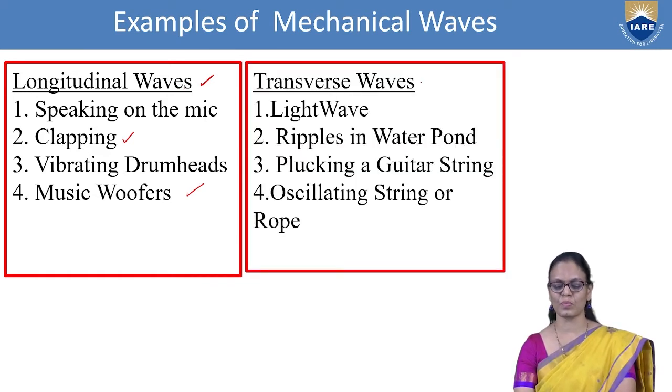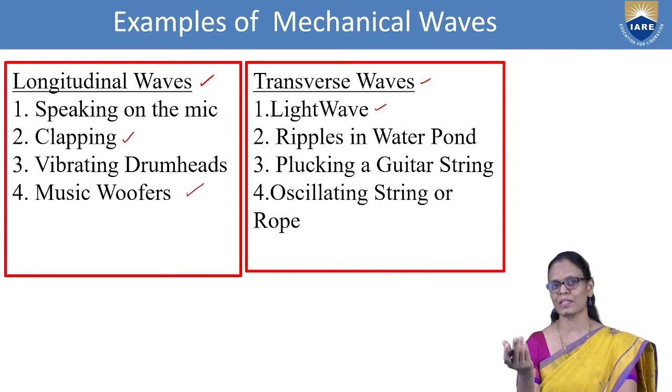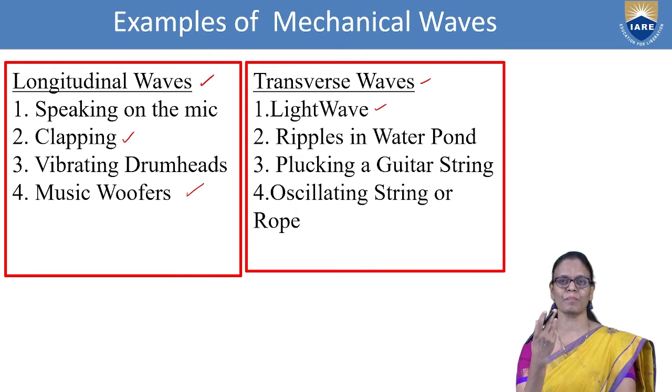Coming to transverse waves, the best example we know is light waves. Light waves are transverse in nature because the particles vibrate perpendicular. We are talking about electromagnetic waves. Light waves are electromagnetic in nature, so the electric and the magnetic components vibrate perpendicular.